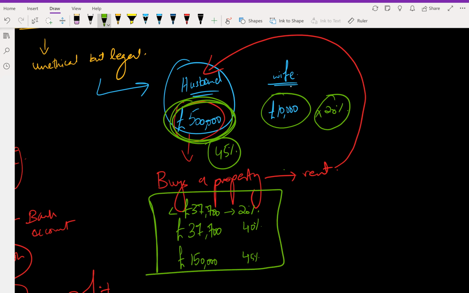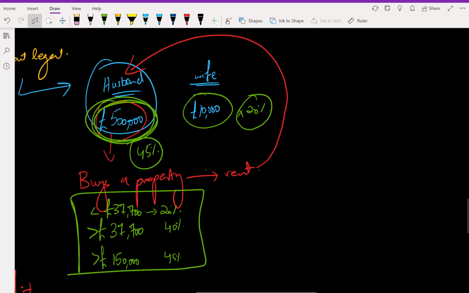These figures that you see are according to the law, by the way. So remember this. This is just a basic explanation. I'm going to explain this in further detail in tomorrow's class.